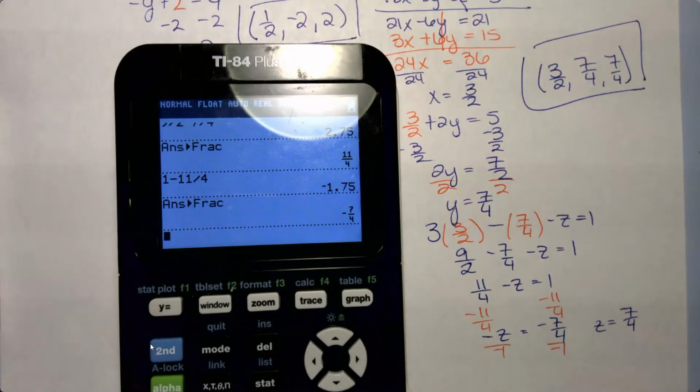So on the actual quiz, all 6 problems will be worth 2 points, but the first 4 are graded 1 point for using the correct method, so substitution or elimination, and then 1 point for the correct answer. On these back ones, they are graded 1 point for work and then 1 point for the correct answer.